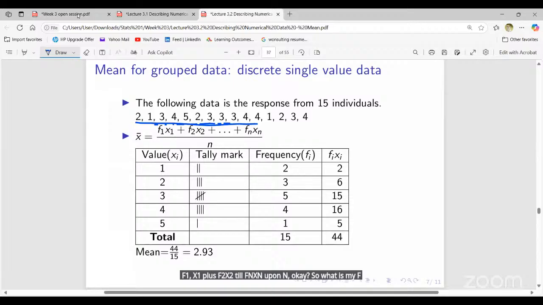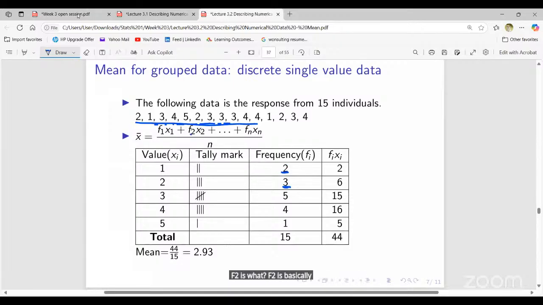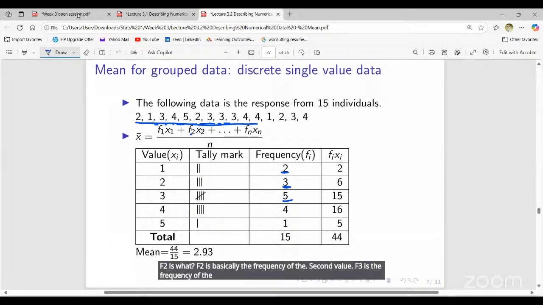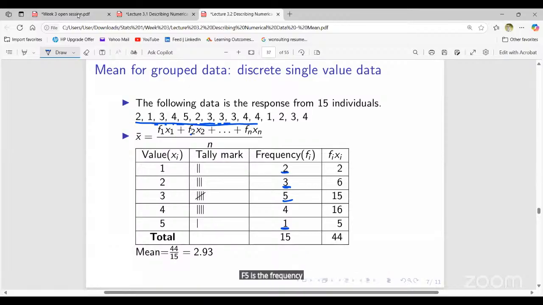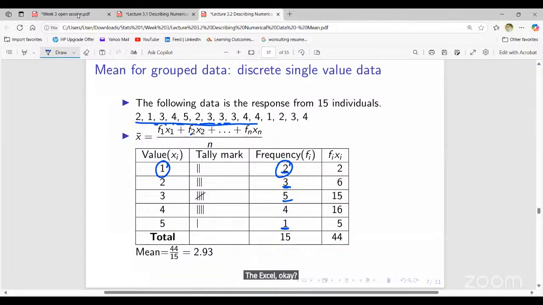Okay, so what is my f1? F1 is basically the frequency of the first value. F2 is the frequency of the second value. F3 is the frequency of the third value, till F5, which is the frequency of the fifth value. Now we are going to multiply these with the xi. So 2 into 1 is 2, 3 into 2 is 6, 5 into 3 is 15, 4 into 4 is 16, and 5 into 1 is 5.